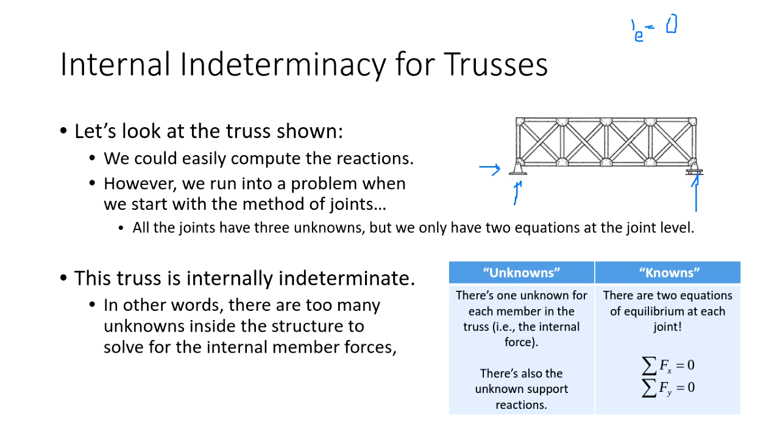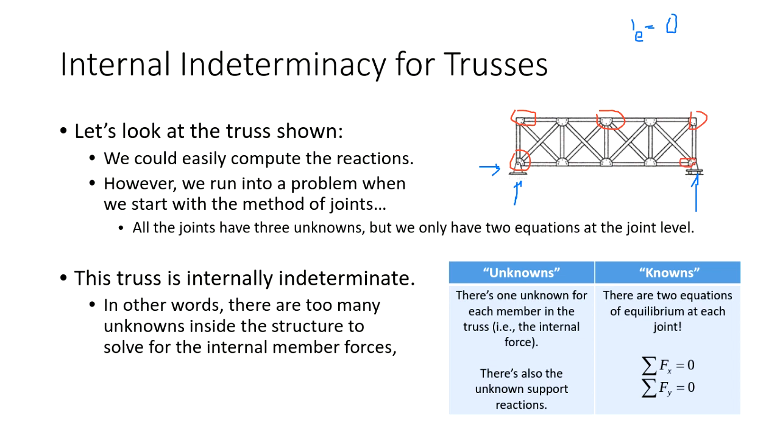Now let's think about this from a method of joints perspective. Remember the rule: I only have two equations of equilibrium, so I can only solve a joint that has two unknowns. So can I solve this joint right here? No, I've got three members. What about this one? No, I've got three members. What about this one? Well, this one has like five members. We're starting to run into a little bit of a problem here.